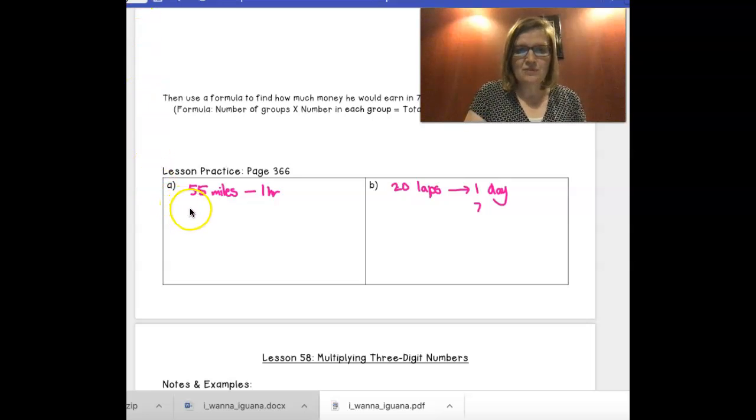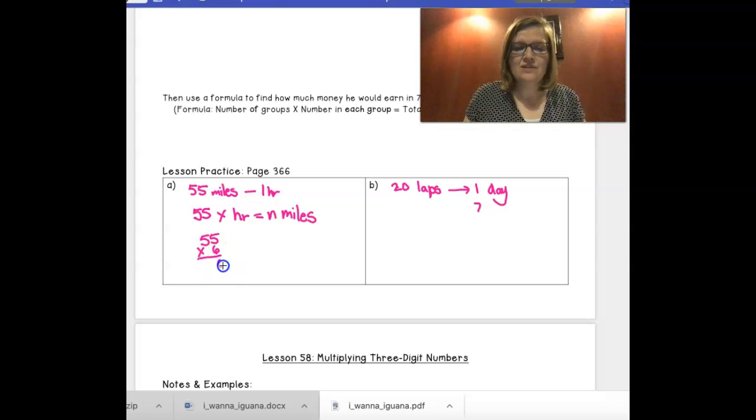And so I've written up some of our information. Our equation is going to look like this: 55 times our hours equals the number of miles, n miles. So they want to know how far will she go in 6 hours. So we're going to say 55 multiplied by 6.